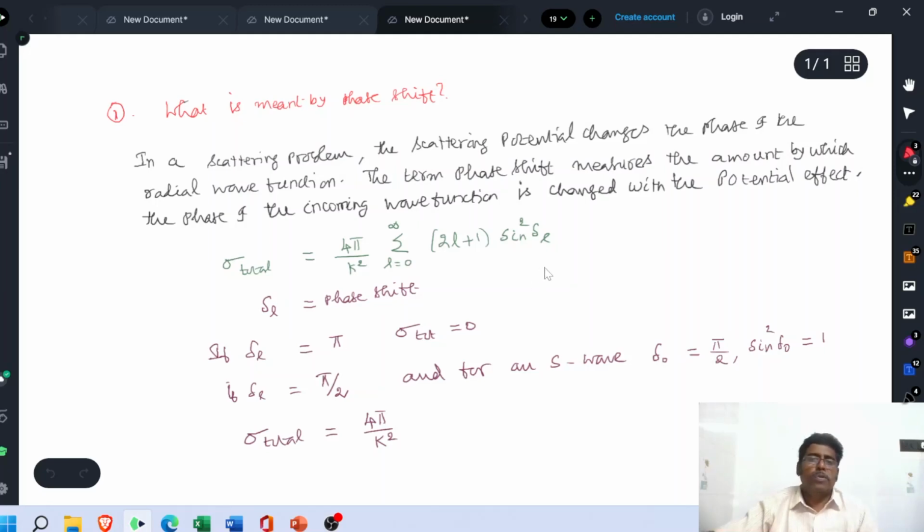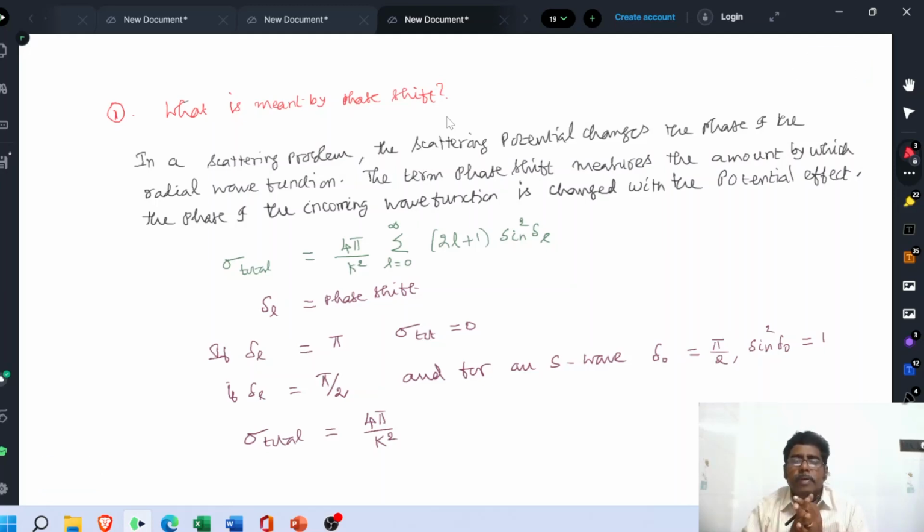Here I have given a few questions from nuclear physics. The first question is, what is meant by phase shift? In a scattering problem, the scattering potential changes the phase of the radial wave function. The term phase shift measures the amount by which the phase of the incoming wave function is changed with a potential effect.